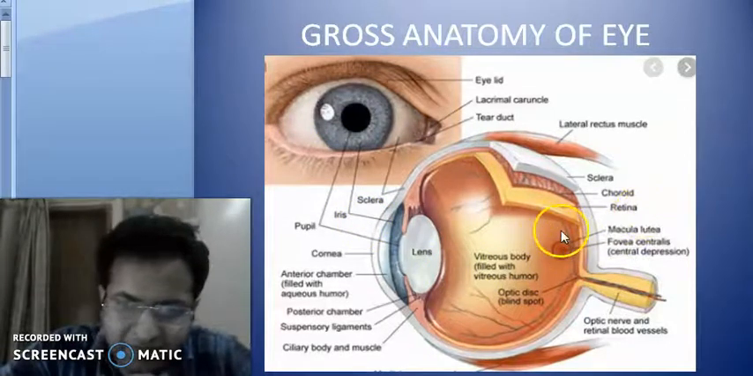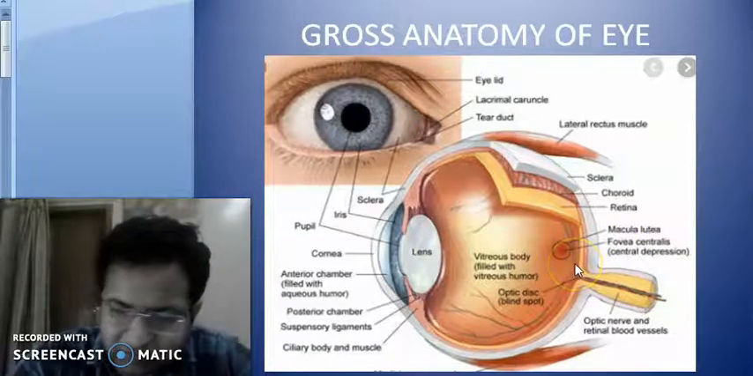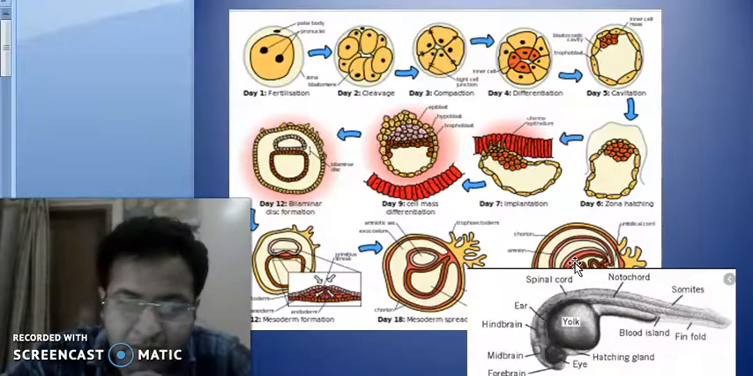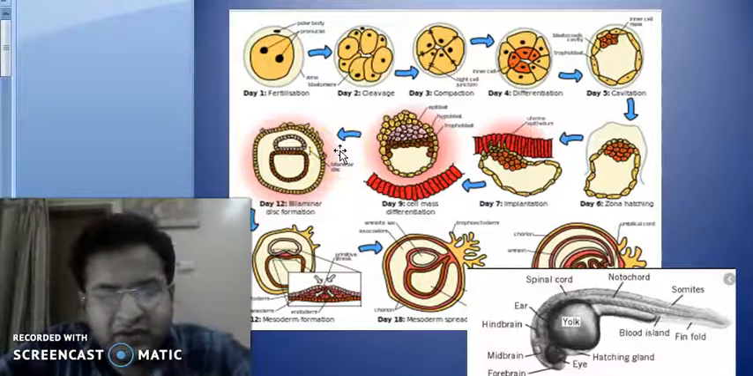And in the retina, the area having the maximum sensitivity is the macula, and the central portion of this macula is the fovea. Okay. This we have studied in our anatomy lecture.